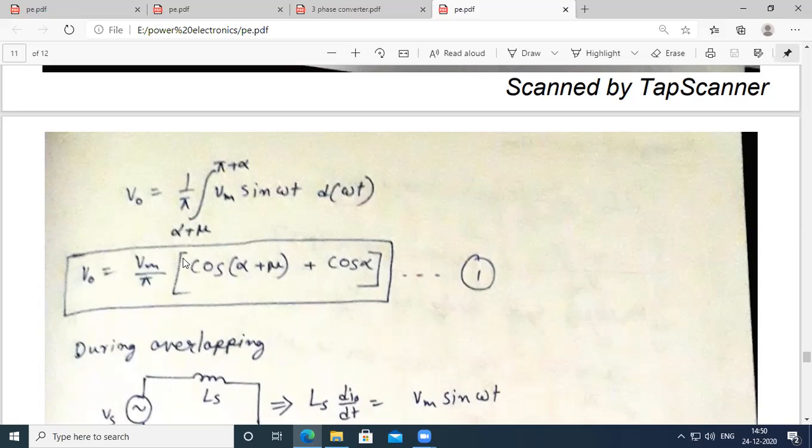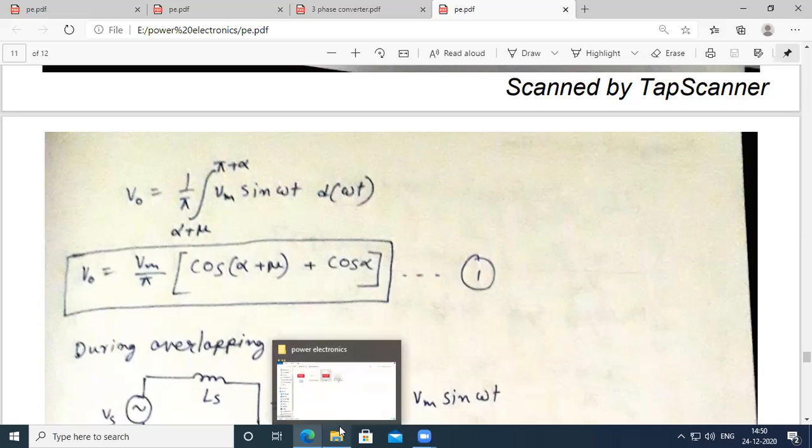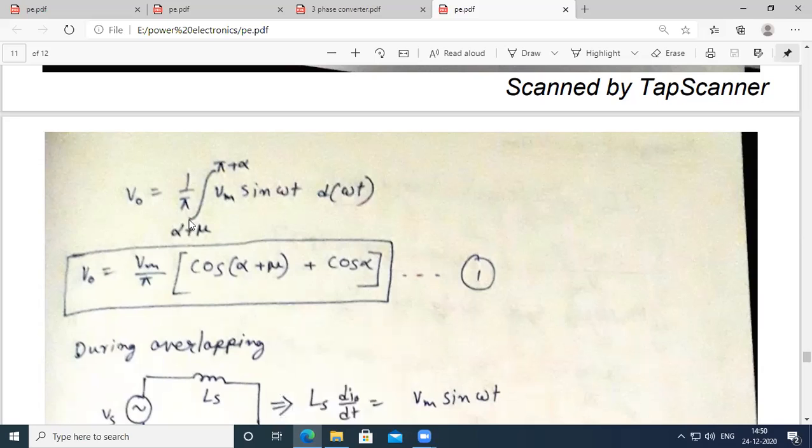Output voltage or average voltage is equal to 1 by pi, the time period, and the conduction, as we have already shown, started from pi plus mu and ended at pi plus alpha. So alpha plus mu to pi plus alpha, Vm sin omega t d omega t, and with that integration we'll get this one. This is equation 1.